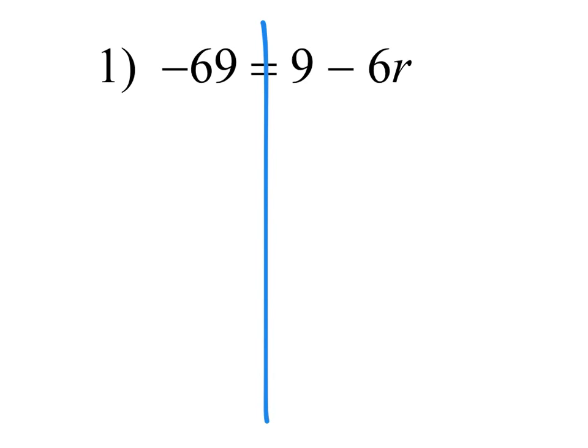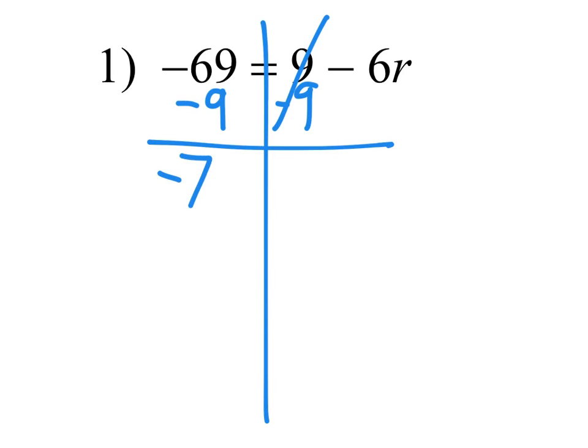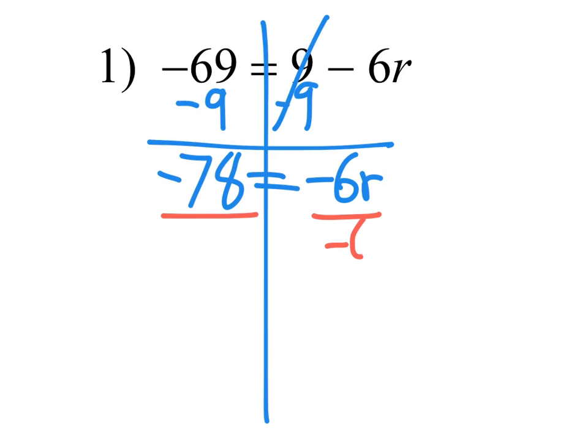Start on the variable side, number without the variable. So I'm going to subtract 9 on both sides. These cancel out. Negative 69 minus 9 is going to be negative 78. On the right side, we are left with negative 6r, and that's multiplication, so I'm going to undo it by dividing both sides by negative 6. On the left side, we are left with positive 13 equals r.